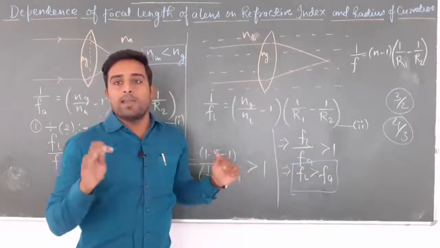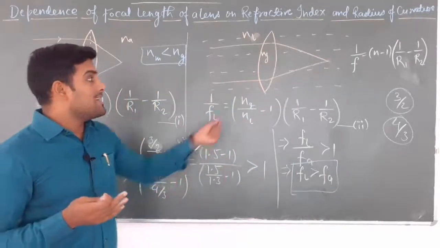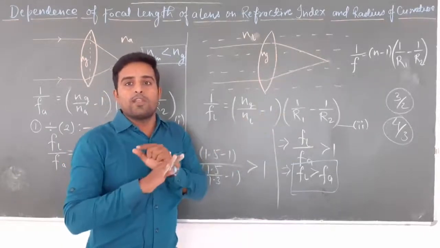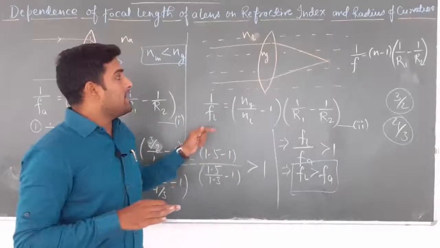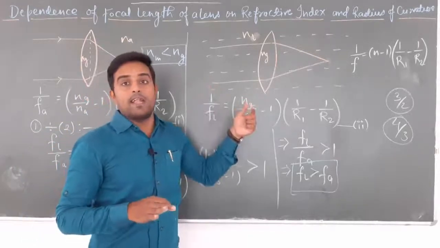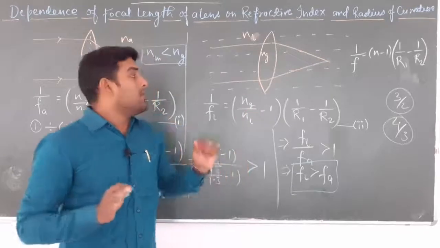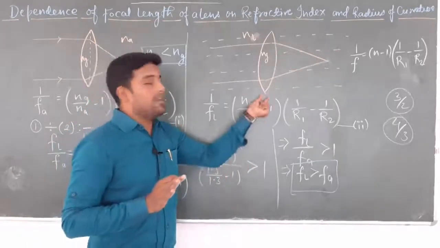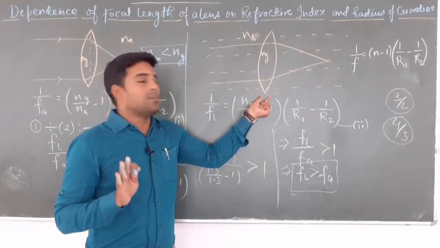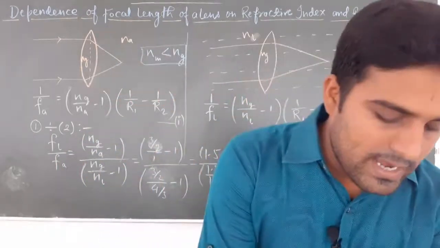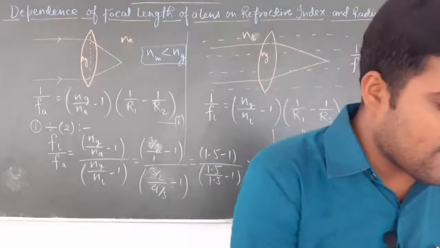Focal length becoming infinite means what? The lens will behave as a plane sheet, so no refraction will take place, and you are unable to see the lens in the liquid in that case. So you were unable to see the lens in the medium. So this is the second case. Now I am going to discuss one more case, the third case.